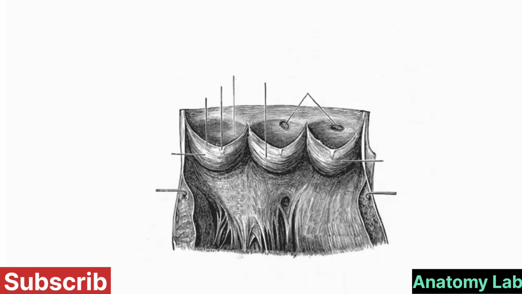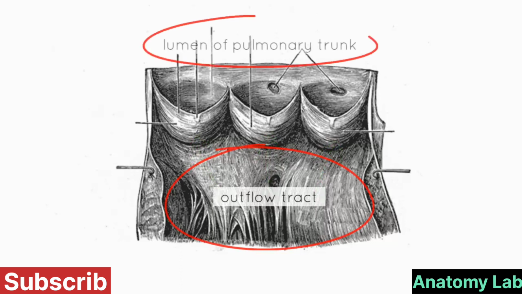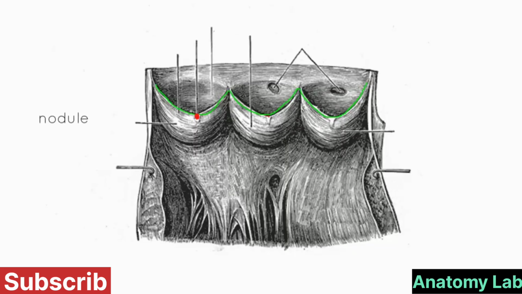This diagram here illustrates a dissection of the pulmonary trunk with the dissection flattened out. So you've opened up the pulmonary trunk and flattened out this valve, so you've got the three cusps in a row. Down here you've got the outflow tract of the right ventricle, and up here you've got the lumen of the pulmonary trunk. You can see that the three edges of these cusps of the pulmonary valve project into the lumen of the pulmonary trunk. And at the free edge you've got a bit of a thickening of the cusp, which is called the nodule of the semilunar cusp. So you've got this thickening here.